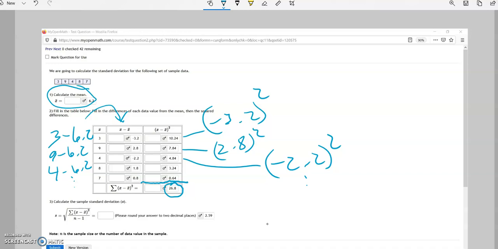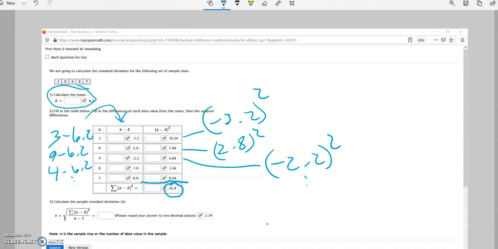6.2. The second part is take each of these x values and subtract 6.2. 3 minus 6.2 is negative 3.2. 9 minus 6.2 is 2.8, and so on. Then we want to take each of these values and square it. Remember, anytime you square a number, it's going to be positive. So negative 3.2 squared is 10.24. 2.8 squared is 7.84. Negative 2.2 squared is 4.84, and so on.